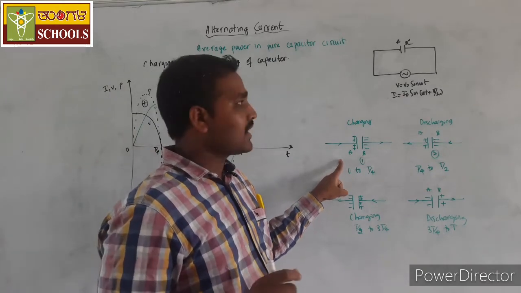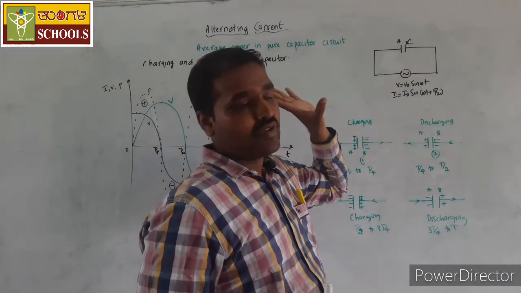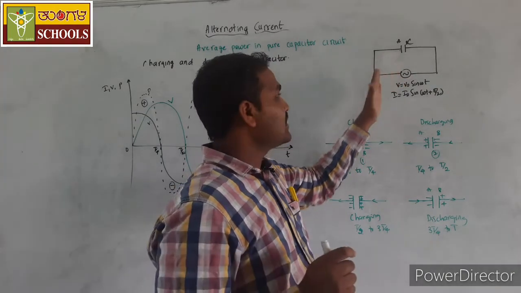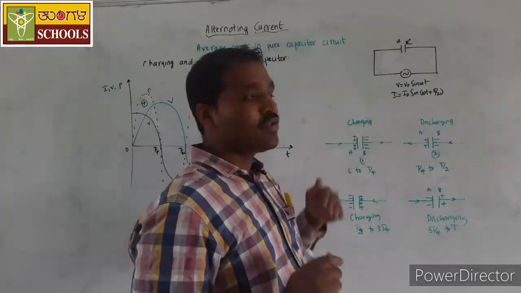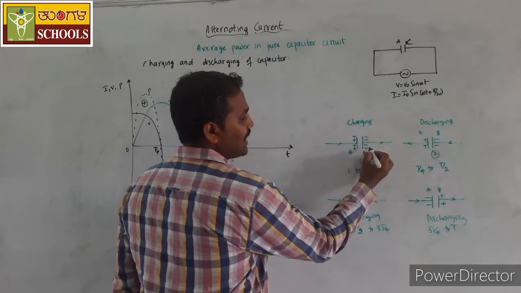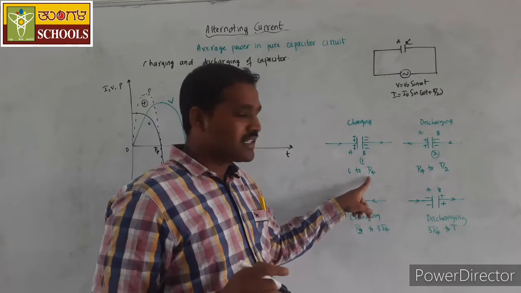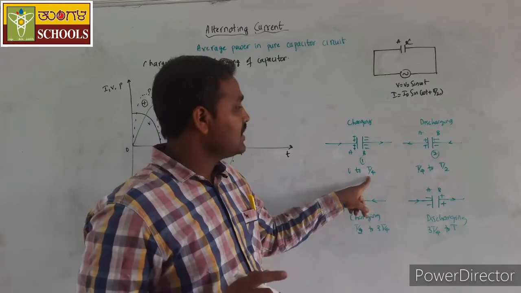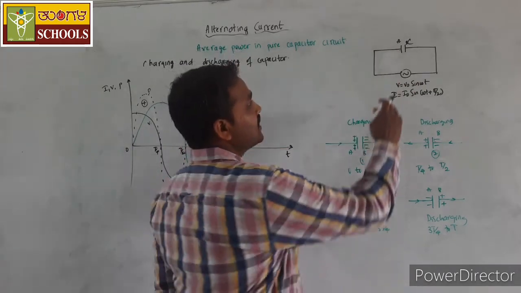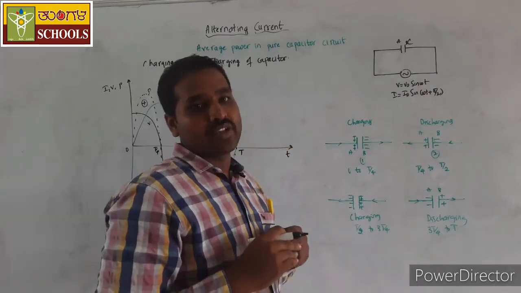During this first quarter of the cycle, the energy is supplied from the source to the capacitor. Initially, when the charge on the capacitor is 0, the charge gradually increases from 0 to a maximum value. Plate A gets positively charged and plate B gets negatively charged at the end of the first quarter, that is at time T by 4. The charge gradually increases from 0 to maximum, hence the potential developed also increases from 0 to maximum voltage.